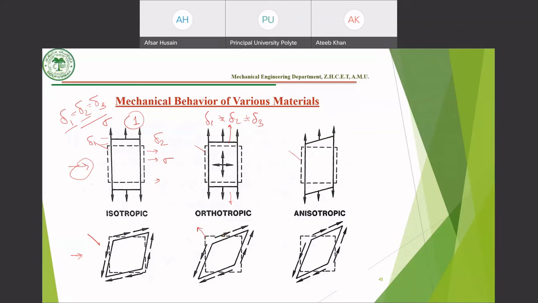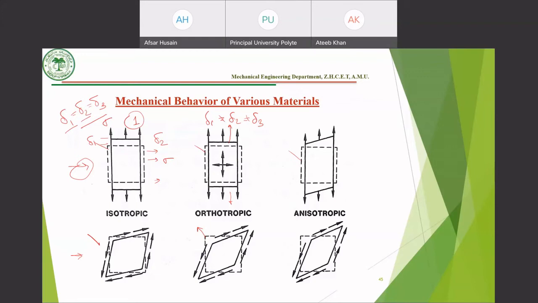But this is only true when the loads are applied basically in the principal material direction. Now, suppose I have a material where the fiber angles are oriented at 0 degree and 90 degree. If I am applying the load at 0 degree, there will be only elongation, and there will be contraction in the respective direction.